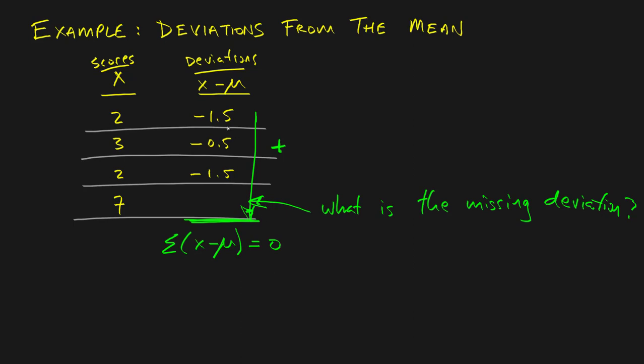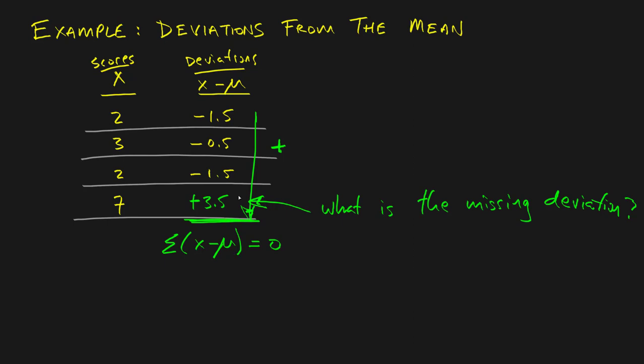So if I have a look at what happened so far when I add these up, I've got negative 1.5 and then taken away another 0.5, so I'm down to negative 2 now. Take away another 1.5, so now I'm down to negative 3.5. This one has to be positive 3.5 in order to make the entire column sum up to 0. So that would be my answer.